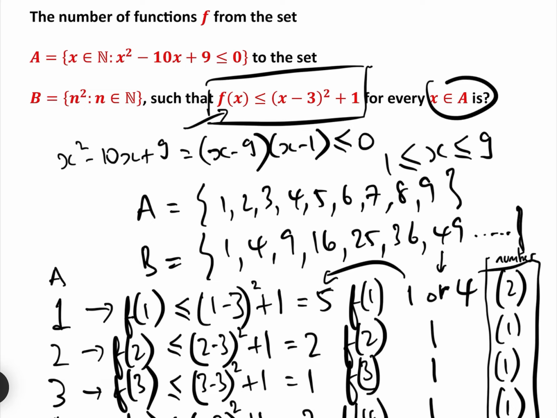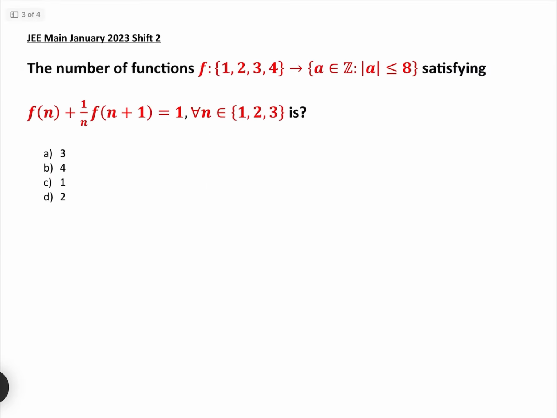Okay, that's number 2. You can see they're a bit fiddly. You just have to try and understand what it is the question is asking. Let's have a look at question number 3. Okay, so question 3, if you want to pause the video now, please do so.